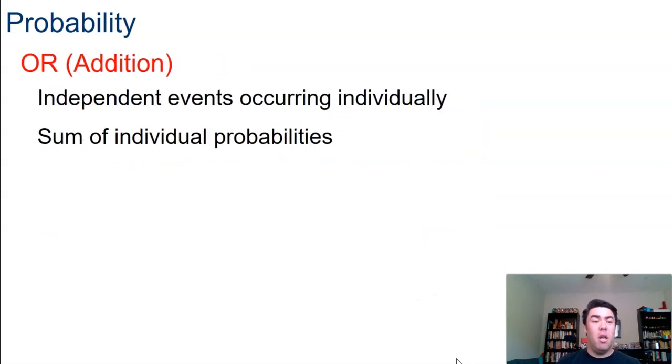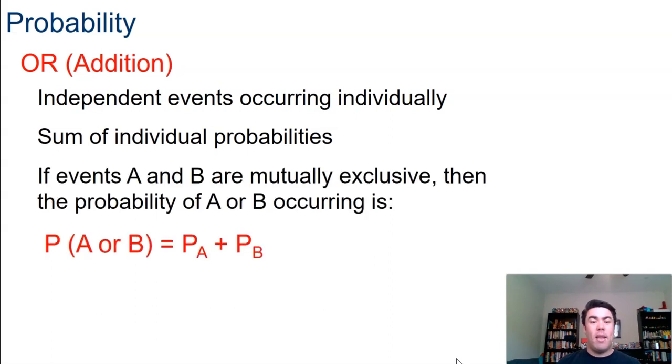Or means addition. Independent events occurring individually, it's the sum of individual probabilities. If events A and B are mutually exclusive, then the probability of A or B occurring is probability of A plus the probability of B. If A and B are mutually exclusive, it's not possible for both to occur at the same time. For example, you might want to know the probability of drawing either one of the 2 cards, a 2 of diamonds or a 2 of spades, from a single draw.